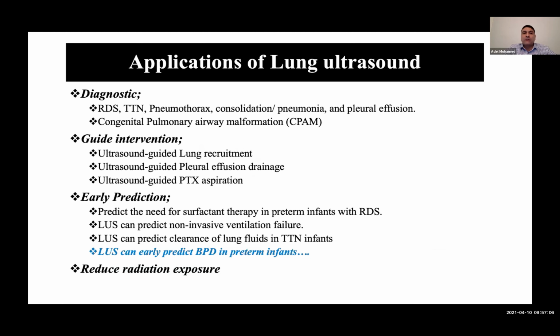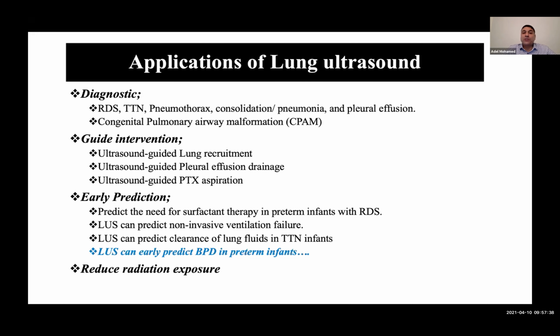What indications can I use lung ultrasound for in the ICU? I divided them into diagnostic, guidance, early prediction, and reduced radiation exposure. For diagnostic, it can diagnose RDS, TTN, pneumothorax, consolidation, pneumonia, pleural effusion, as I showed you, and congenital malformation of the lung. We have one case, but we can share it. I'm not sure we have a chance today, but this is very rare, and it is already known as an indication for the utility of lung ultrasound.